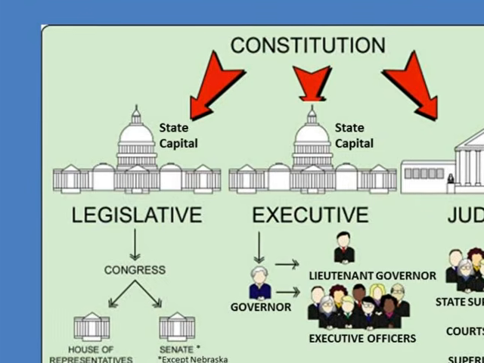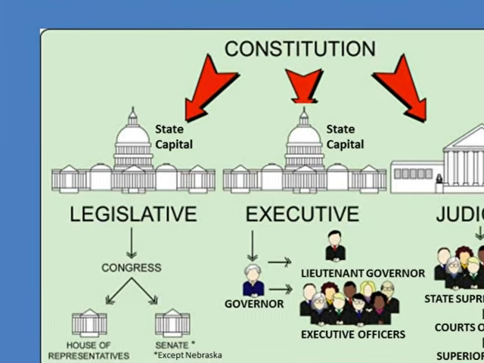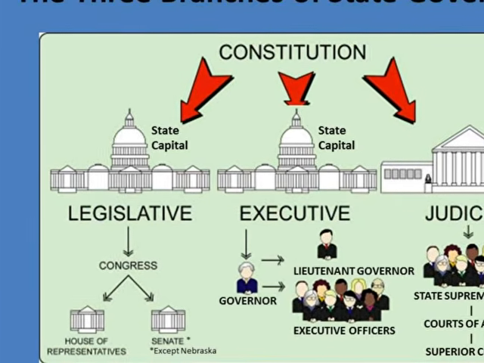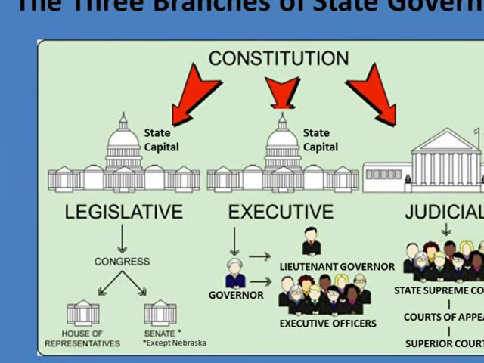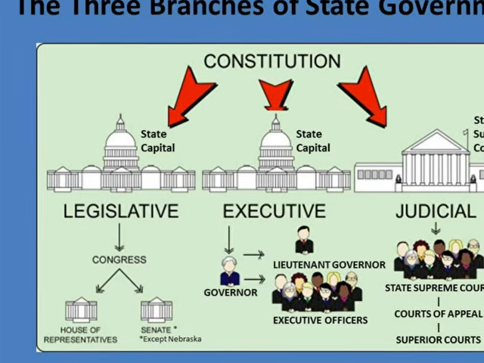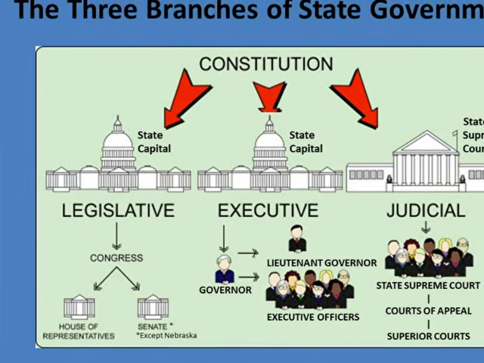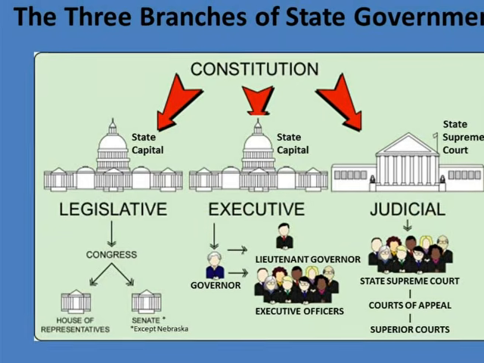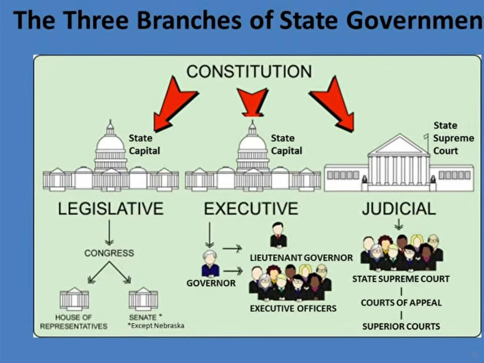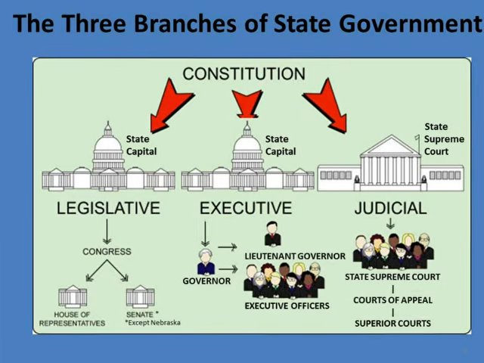The U.S. Constitution sets up the federal government and protects the basic rights of all Americans. Every state also has its own constitution that does the same things. While there are many differences between state constitutions and governments, every state government has the same 3 branches as the federal government: legislative, executive, and judicial.